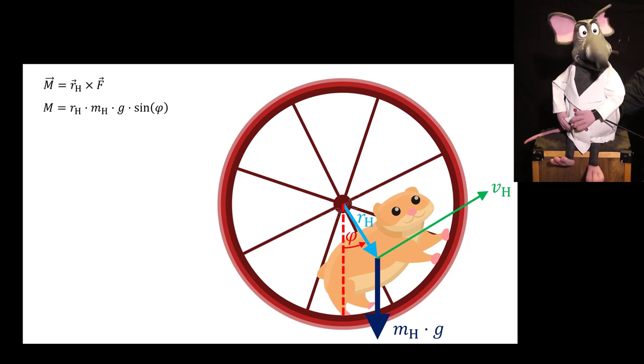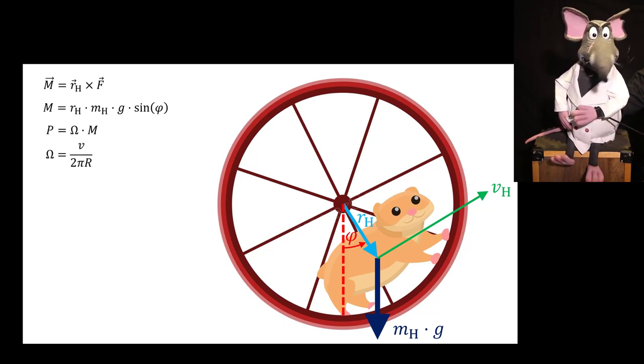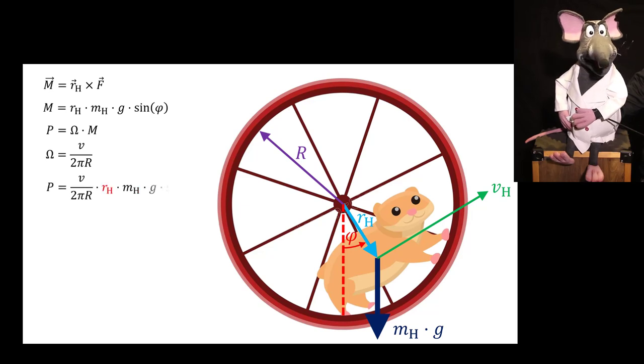Okay, we are not interested in the turning moment. We want to know the power of our system. And therefore, we need our rotary frequency. This can be calculated with the speed of the hamster and the length of one round in the circle. And here I use the variable r for the radius of the hamster wheel. Okay, now we can put everything together and get this expression here.